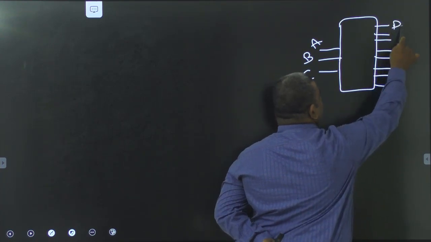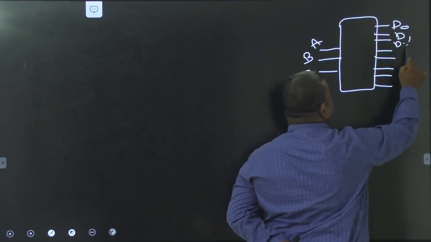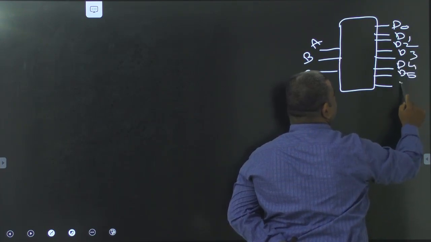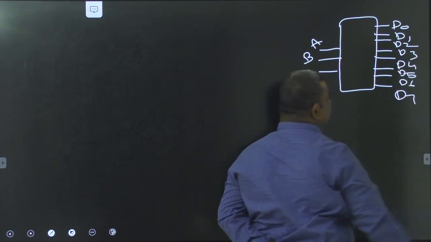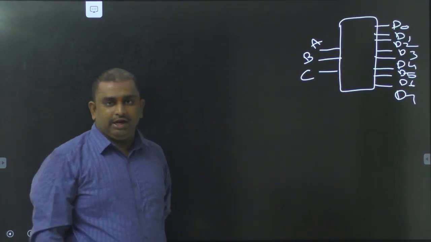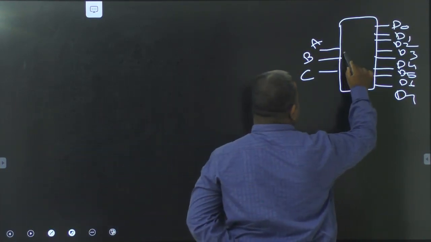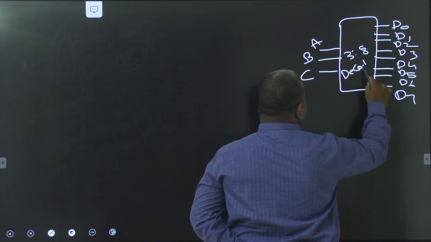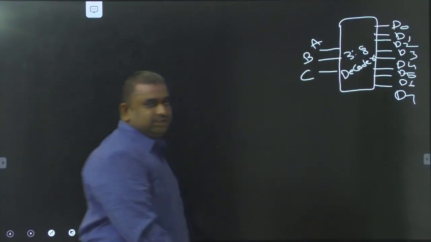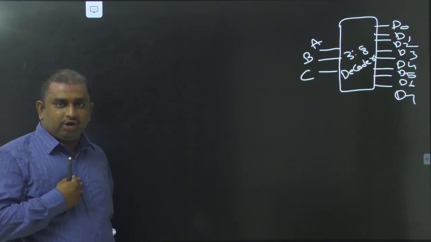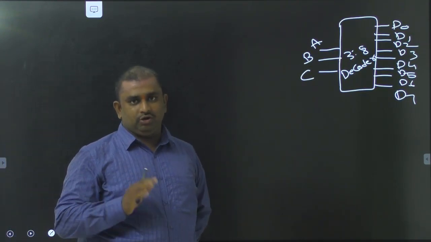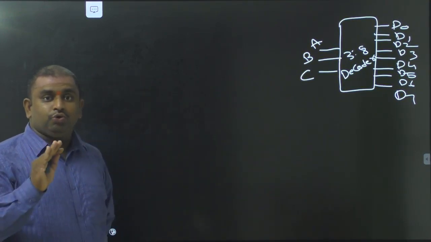So these are D0, D1, D2, D3, D4, D5, D6 and D7. These are the 8 outputs of a 3 to 8 decoder. Here our task is implementing the 3 to 8 decoder operation by using 2 to 4 decoders.